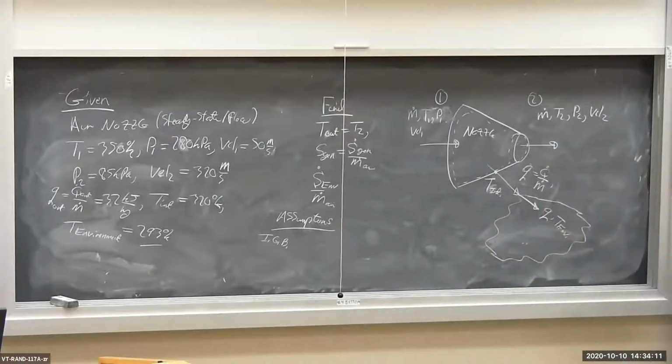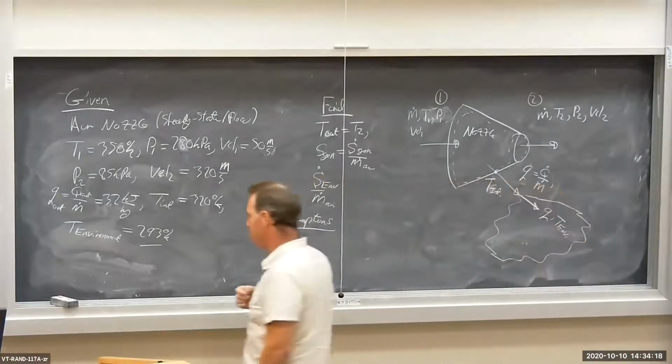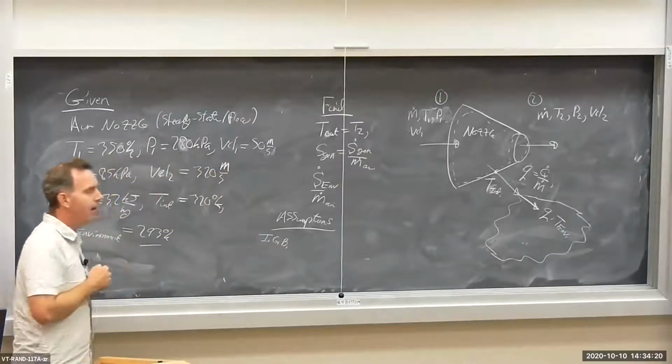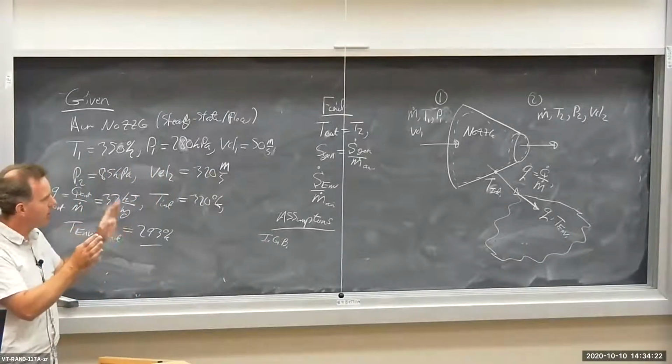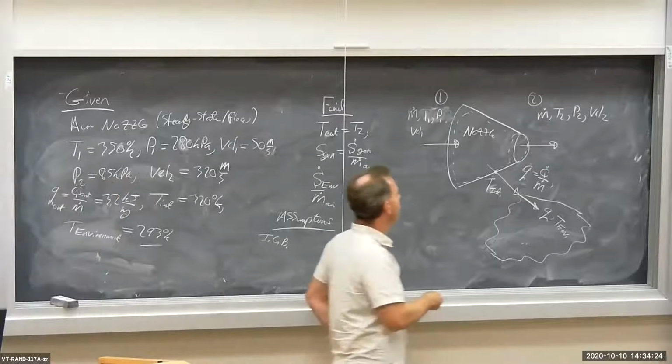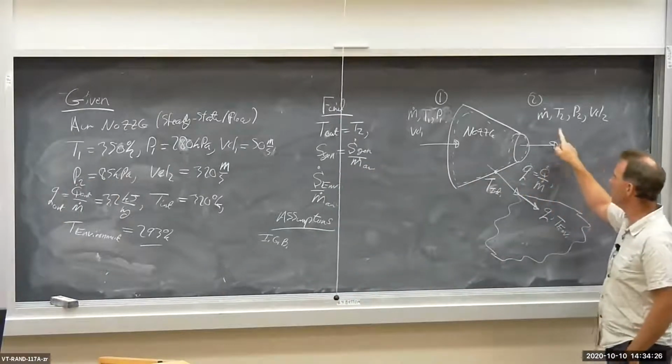We'll talk about the environment in a minute, but let's focus on the nozzle. What are we supposed to find? We're supposed to find the outlet temperature, T2, of the air as it's accelerated through the nozzle. So we want to find the outlet temperature, T2. We don't know it.